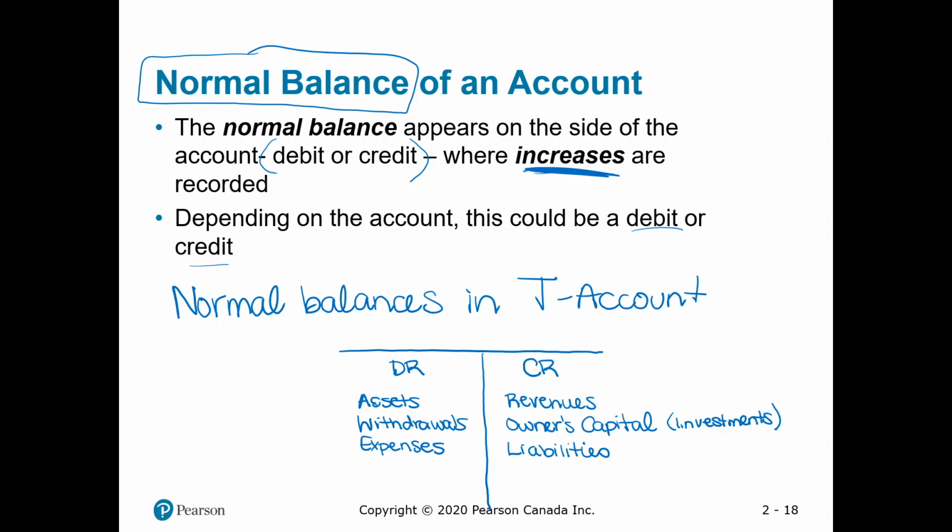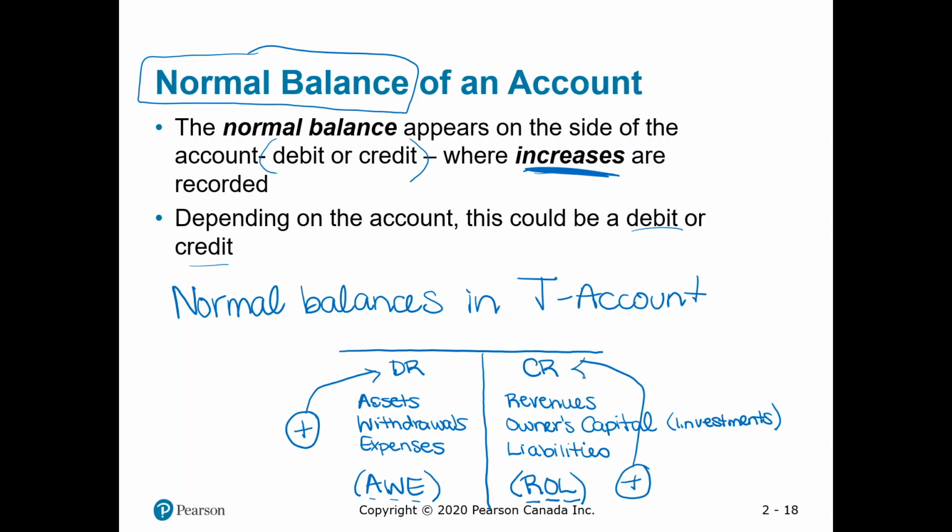So the textbook on page 63 gives a little acronym that can be remembered. And I know this helped a lot of my students last year. So something for you guys to consider, if this will help you remember, is the roll. So assets, withdrawals, and expenses. A normal balance is a debit, which also means these are increased by a debit. Credit side, the normal balances are for revenues, owner's capital, and liabilities. So these are increased by a credit.